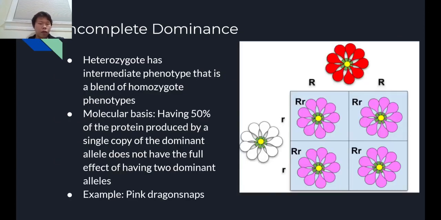After that, we have incomplete dominance. So this one is one of the more common ones. You'll see that a lot, but basically you have a homozygote, which is 2 copies of the same allele, and you have a heterozygote, which is different.